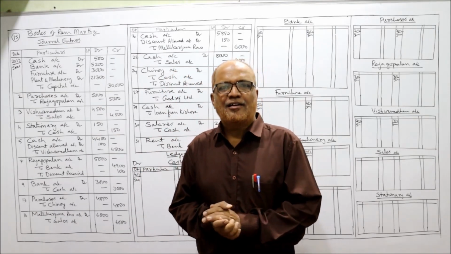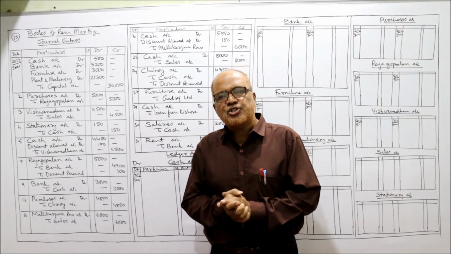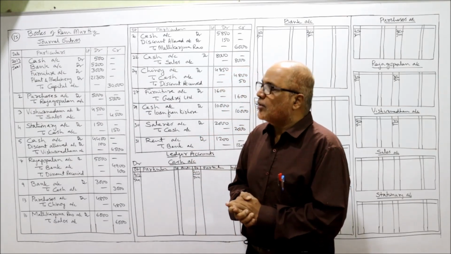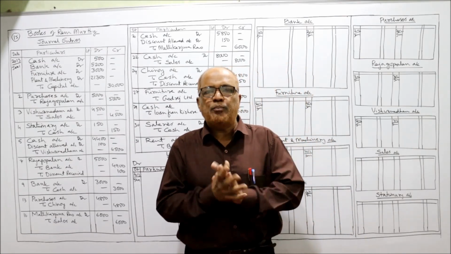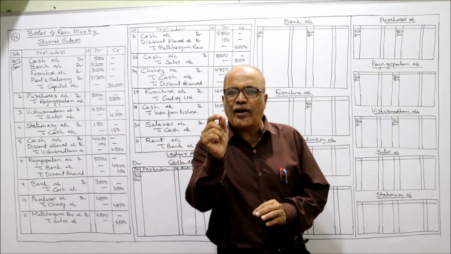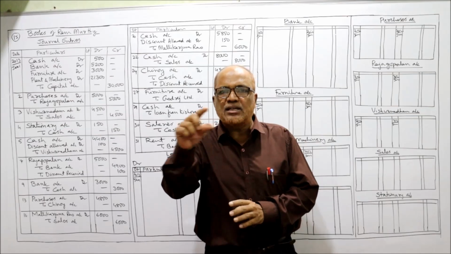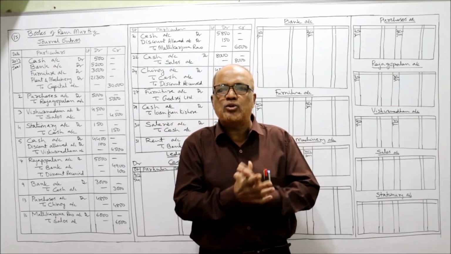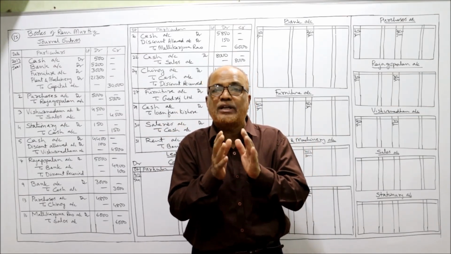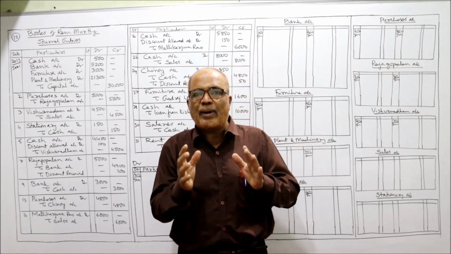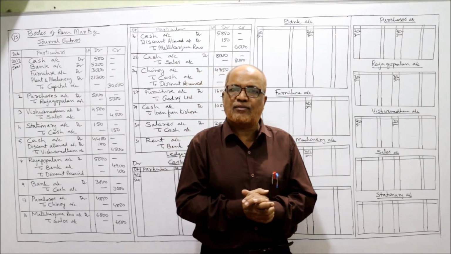I'm Hasham. So now I'm starting the next problem, number 15. Already 14 problems I've completed on recording the transactions in the book called journal. So passing the journal entries and posting them into ledger accounts, I have completed 14 problems in the last videos. Apart from that, 14 short problems also have been completed.